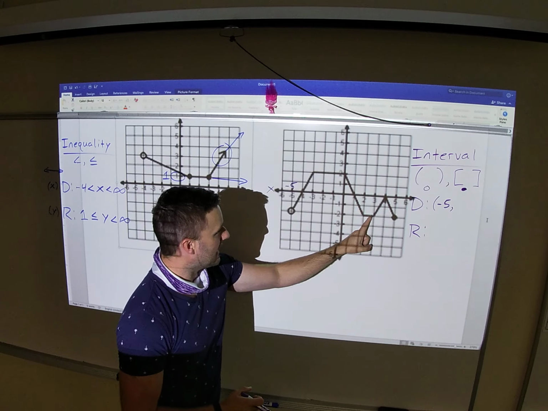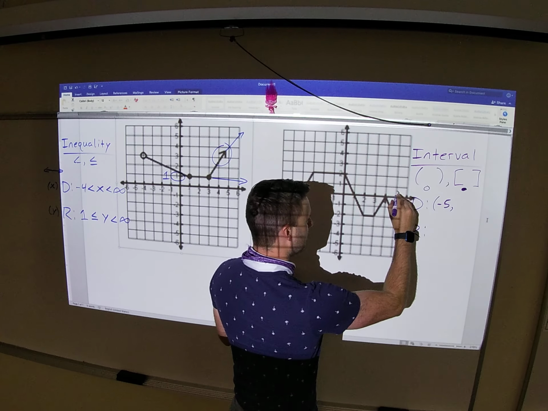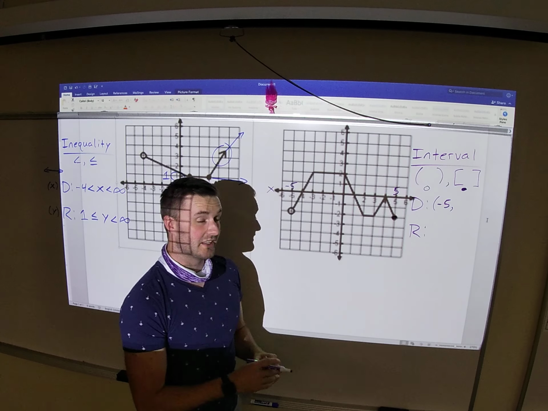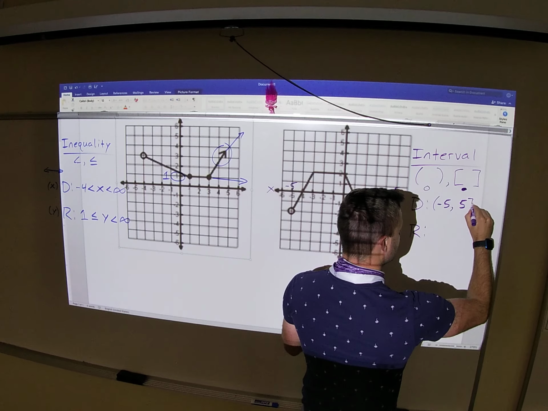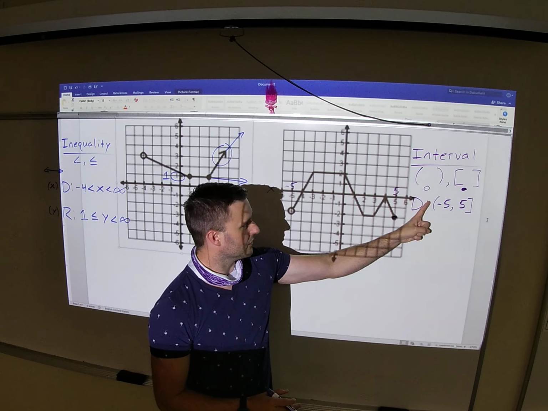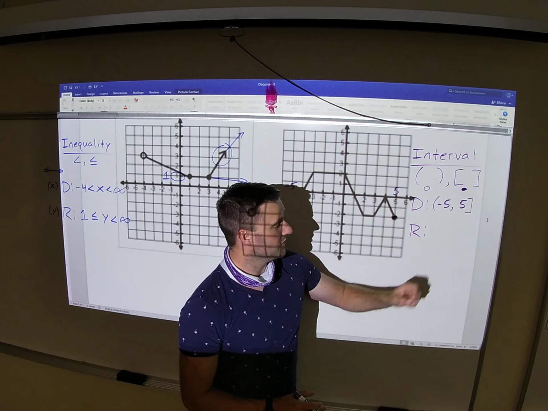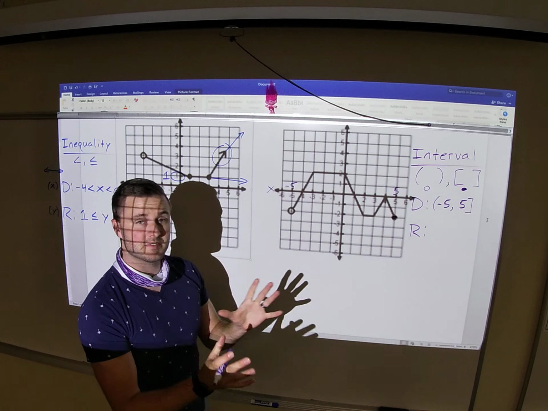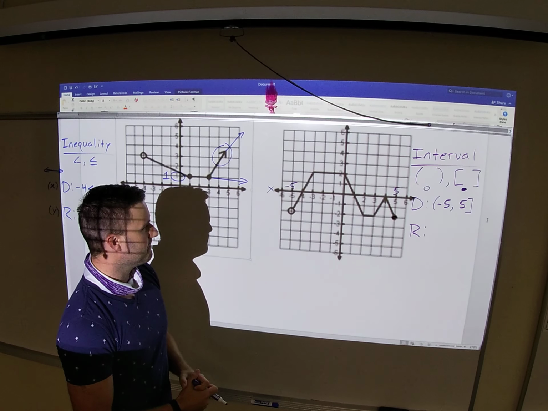Now, what is my largest or the greatest x value I have? As I travel down this graph, I have a point right here at positive 5, and notice how it's a closed circle. So because it's a closed circle, I'm going to say positive 5, and I'm going to close this with a bracket. So notice I had one point that was an open circle, so I had to use a parenthesis. And then I had another point, 5, that had a closed circle, so I have to use a bracket. And so sometimes that can happen. You can have two parentheses, two brackets, or one of each.